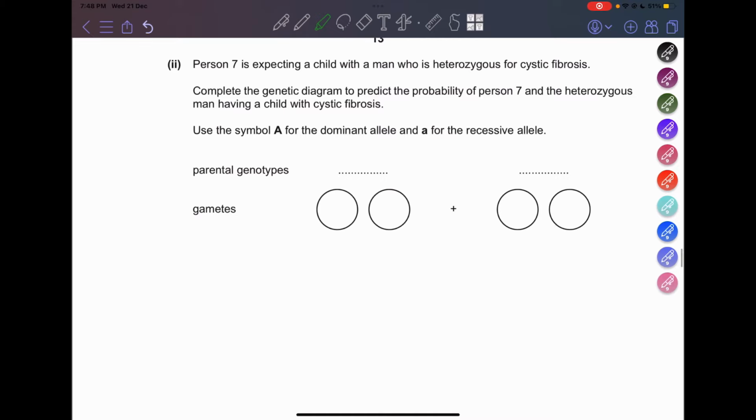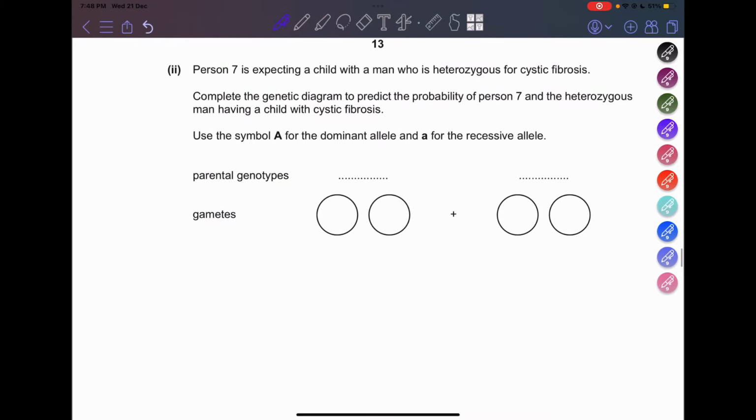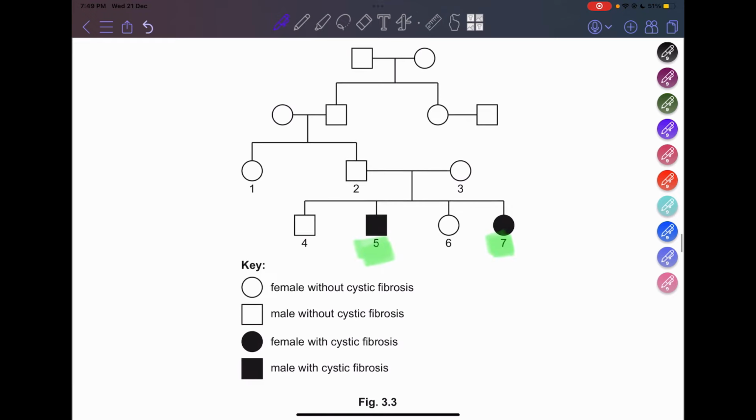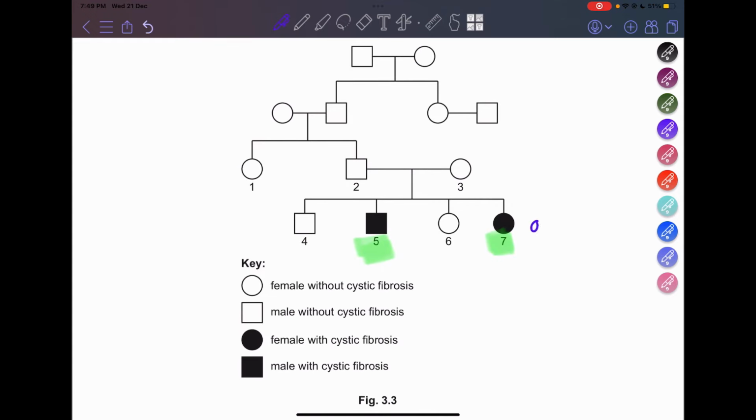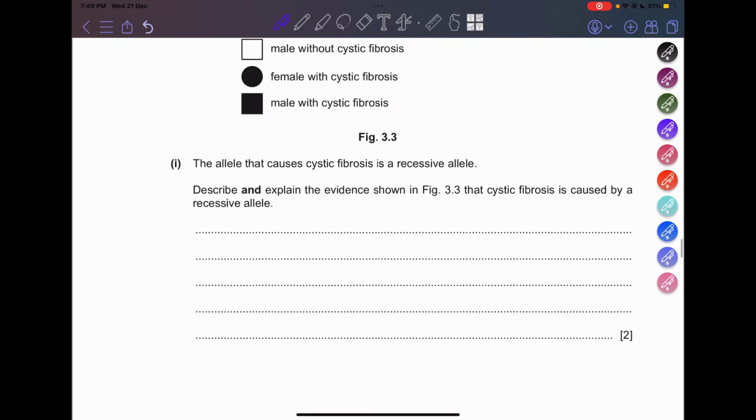Now we're going to write down the genotypes. They said that the father is heterozygous, so we're going to write down capital A and lowercase a. Then we're going to write down person 7, who is two lowercase a's. This is because they have the recessive allele expressed.